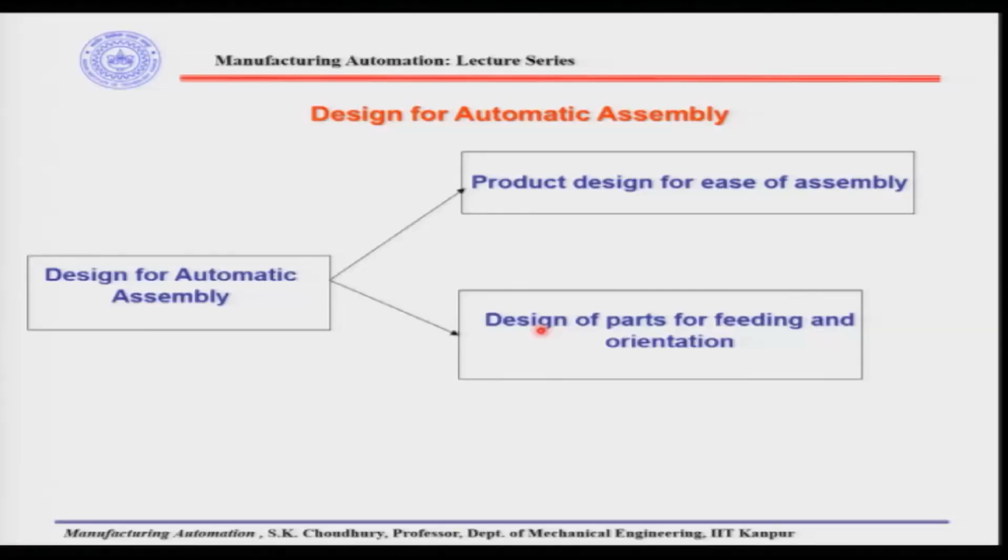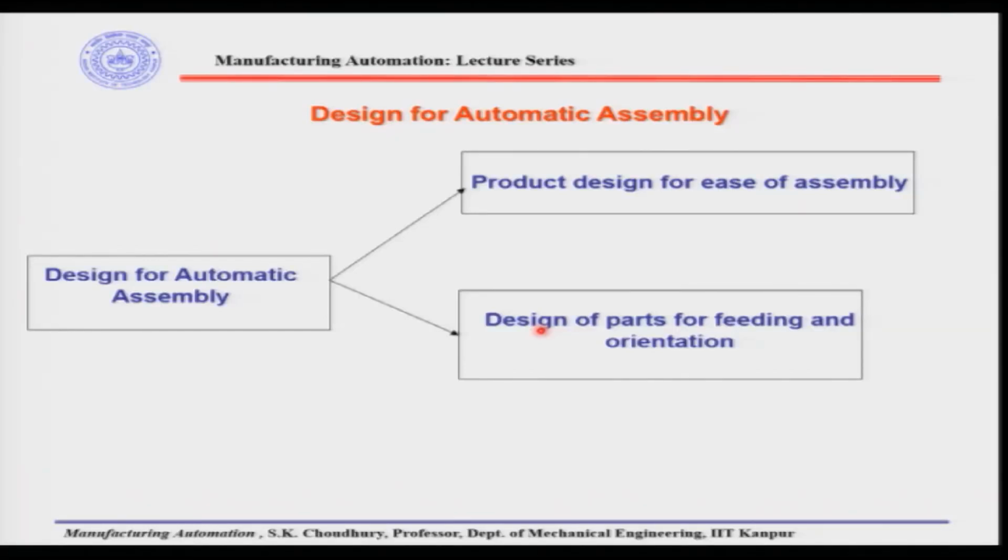Next, what we said is that there are certain changes in the design that can be made, so that automatic assembly can be efficiently made, and a huge amount of spending can be saved by these designs. Let us see some of them. So, we said that design for automatic assembly has basically two aspects.